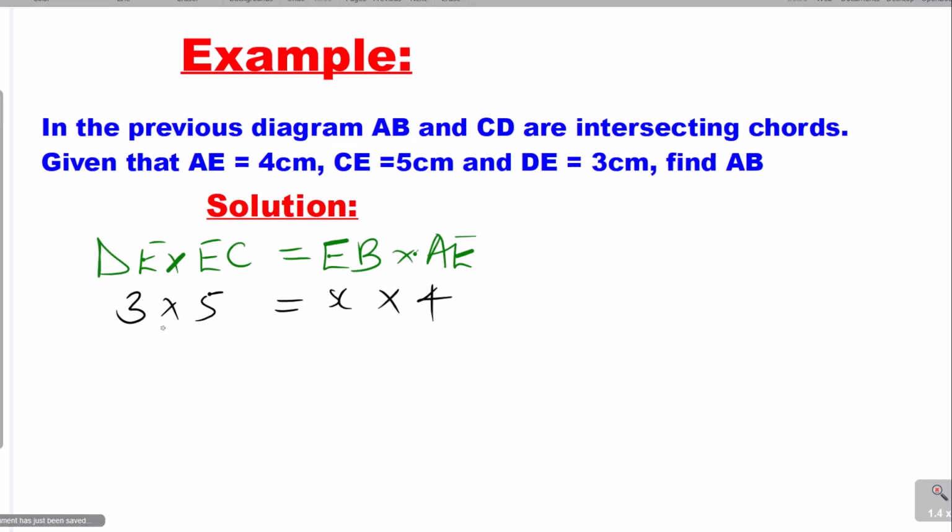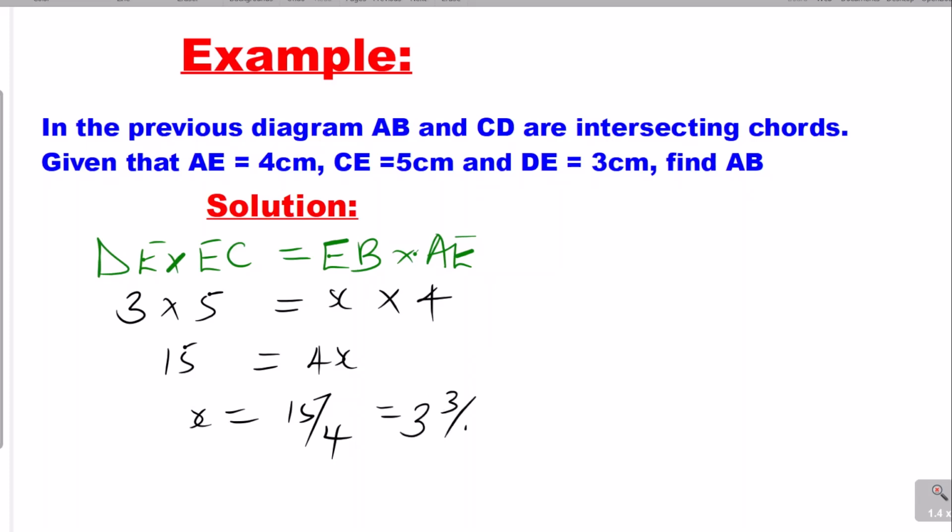So this will be 15 is equal to 4x. So x will therefore be equal to 15 divided by 4, which gives 3 3/4, or 3.75 centimeters. So that is X, and remember X was EB.